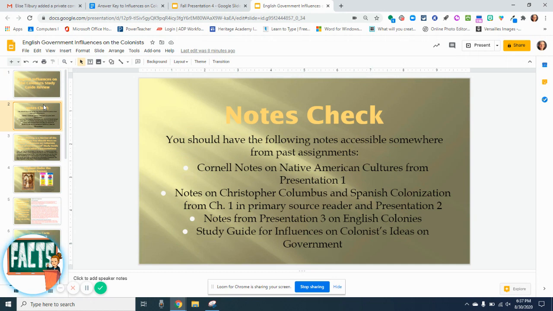First, I want to make sure that you have all of your notes accessible somewhere. You should have the following notes accessible from past assignments. You should have Cornell notes on Native American cultures from presentation 1. Notes on Christopher Columbus and Spanish colonization from chapter 1 and the primary source reader and presentation 2. You should have notes from presentation 3 on the English colonies. And then you should have this study guide, which is the English influence of the colonist ideas on government.